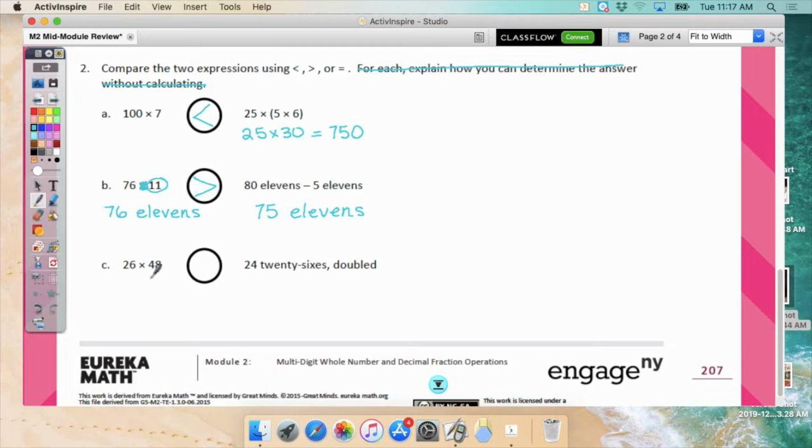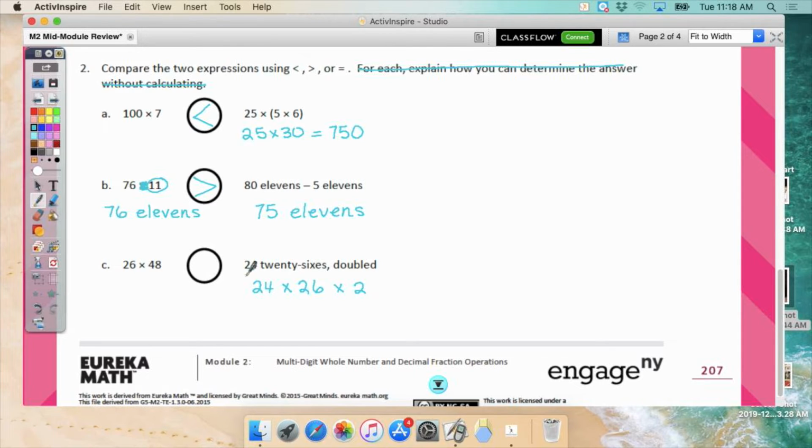Okay, so let's take a look at this one. This one's standard form. This one is unit form. So you want to change this one to standard form? Okay, so 24 26s would be 24 times 26. What would double be?